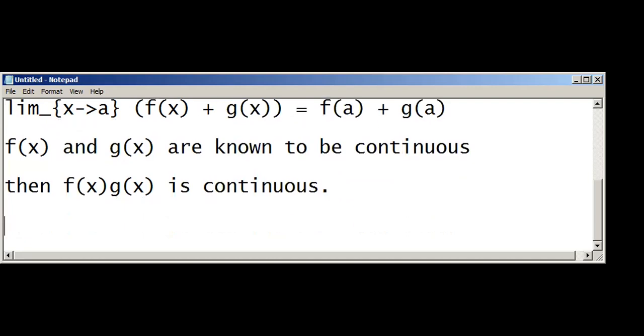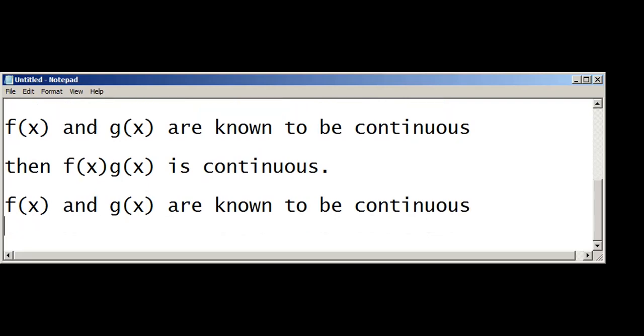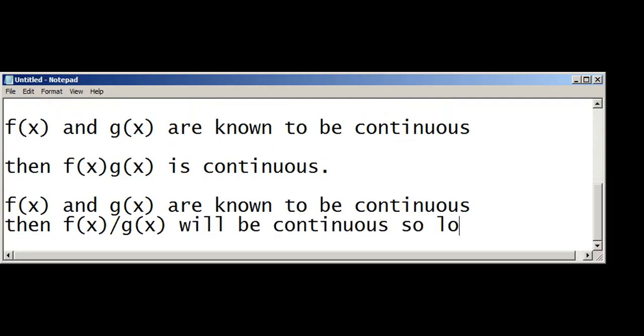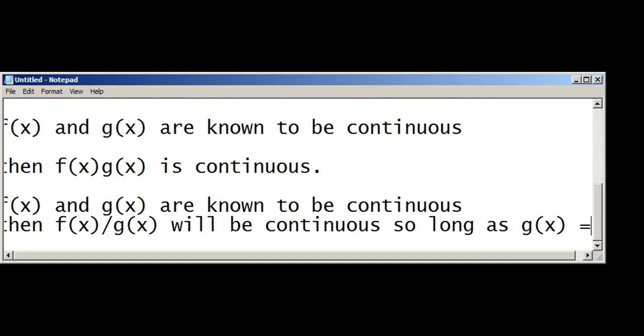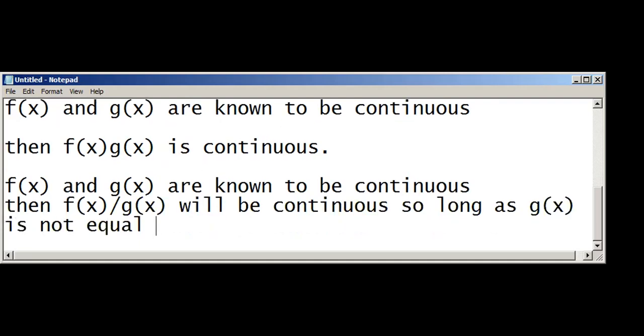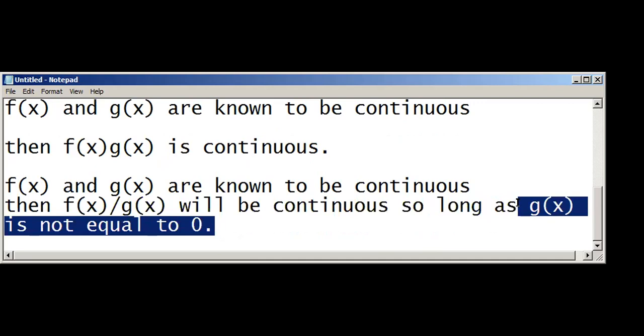Similarly, if f of x and g of x are known to be continuous, then the fraction f of x over g of x will be continuous so long as g of x is not equal to 0, because you can't divide by 0. And this also showed up in the limit law too. The limit law said that the limit of a quotient was equal to the quotient of the limits so long as the denominator was not equal to 0.